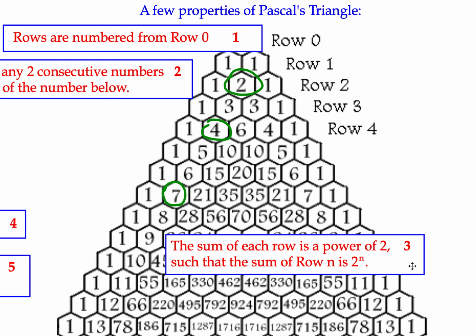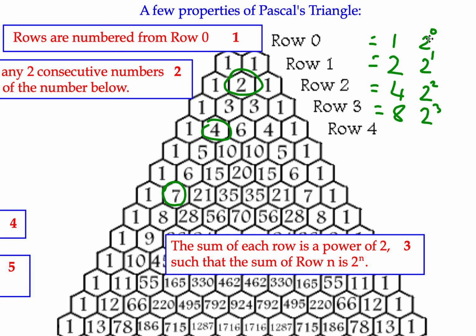The sum of each row is a power of 2, such that the sum of row n is 2 to the n. Okay, if you think about, for instance, row 1, 1 plus 1 is 2. And so we could say that the total there, let's put a total at the end here, the sum of that is 2. If you notice 1 and 2 and 1 for row 2, the sum is 4. The next one, 1 and 3 and 3 and 1 is 8. So we've always got, and then row 0 is just a 1, isn't it? So for instance, that's 2 to the power 0, that's 2 to the power 1, that's 2 to the power 2, 2 to the power 3, and so on.